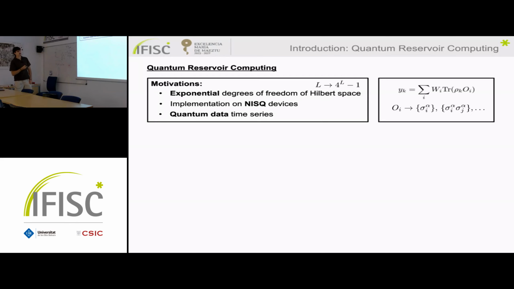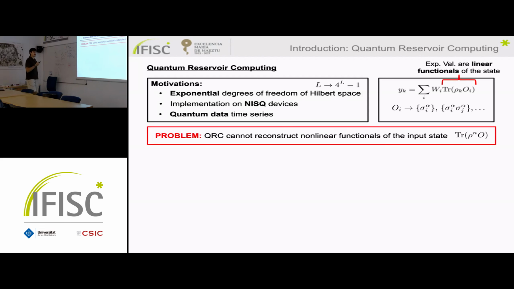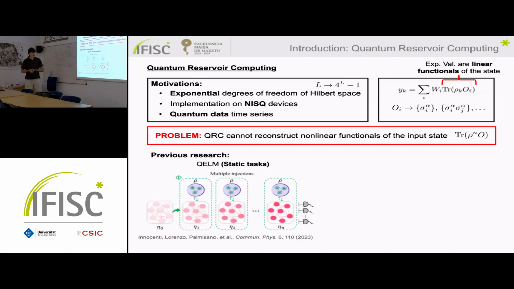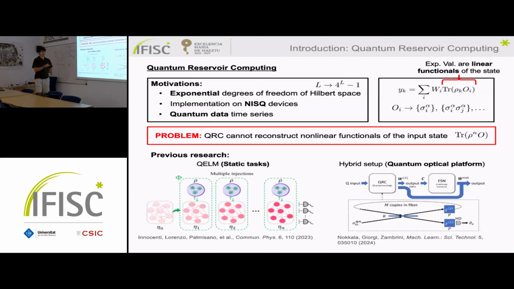So in the output layer, now the computational nodes are the observables that we measure in our quantum system. And as you can see, these expected values are linear functionals of the state. So the problem that we want to face is that quantum reservoir computing cannot reconstruct nonlinear functionals of the input state. For instance, the purity of the system cannot be achieved by quantum reservoir computing. There is previous research about that, but in different contexts, for instance, in the context of quantum state learning machines, and also a hybrid setup proposed using a quantum optical platform.